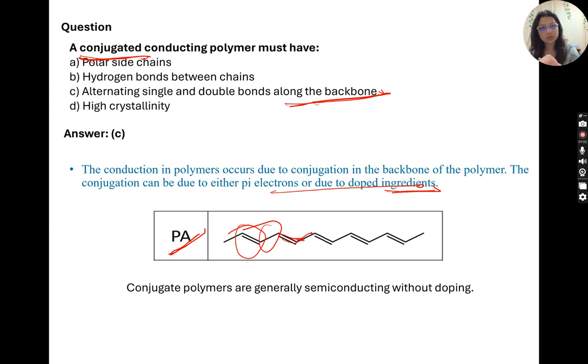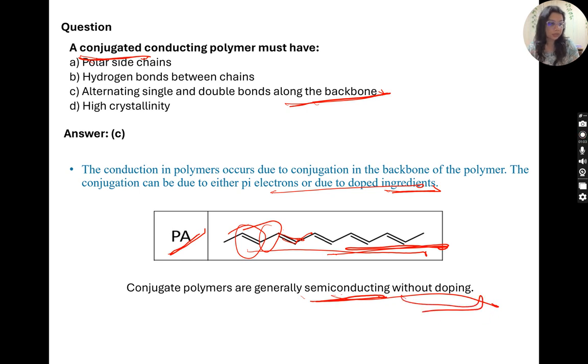Polar side chains should not be a condition for conjugation. High crystallinity, of course, they have, but that is not the reason why they are conjugated, conducting polymers. The reason for the conduction is these double bonds: if you are talking about electrical conductivity, because of these double bonds, the flow of electrons among them is very easy and they show electrical conductivity. And as the line written, a conjugated polymer is generally semiconducting without doping. So they are semiconductors, between conductors and insulators, and they are semiconducting when they are not doped.